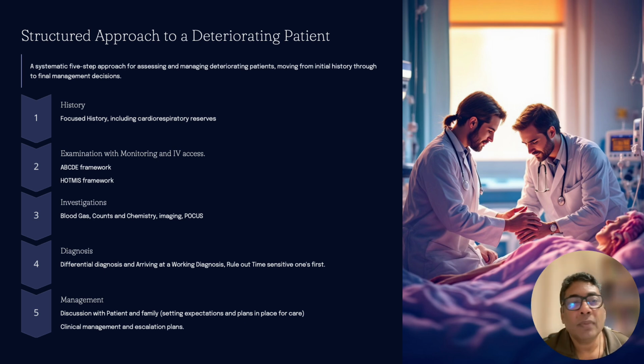So what would be a structured approach to a deteriorating patient? This would be, as I see it, as I practice it. History, start with history, focused history, including cardiorespiratory reserves, or I would even think through cardiorespiratory, renal, hepatic reserves, and frailty score. That'll give me an idea about the physical reserves of the patient, okay, and organ reserves as well. And examination with monitoring and IV access, standard ABCD framework, and use the HOT MESS framework, which I'll talk you through. That's something I picked up during the course of my training.